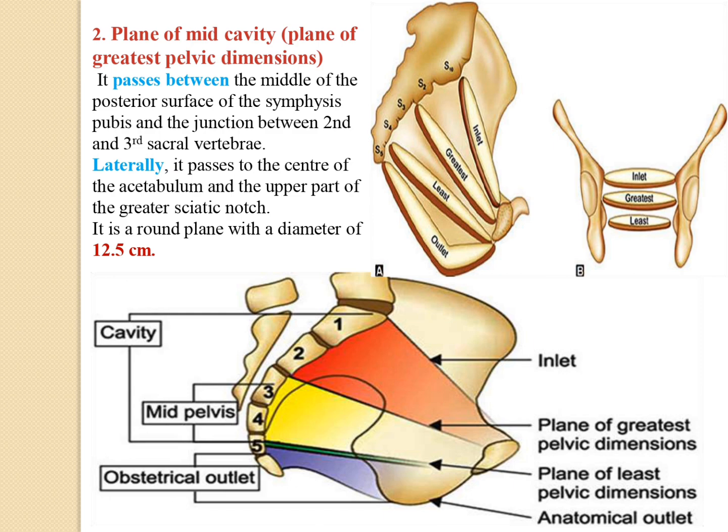This line shows plane of mid cavity or plane of greatest pelvic dimensions. Plane of mid cavity passes between the middle of posterior surface of symphysis pubis anteriorly and junction of second and third sacral vertebra posteriorly. Laterally, it passes to the center of the acetabulum and upper part of the greater sciatic notch. It is a round plane with a diameter of 12.5 cm.